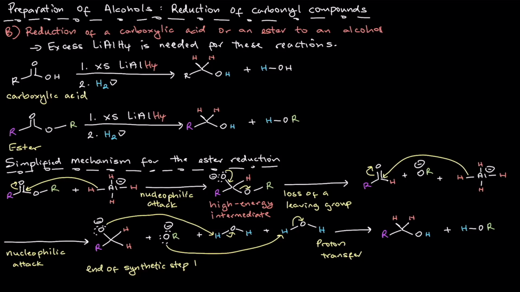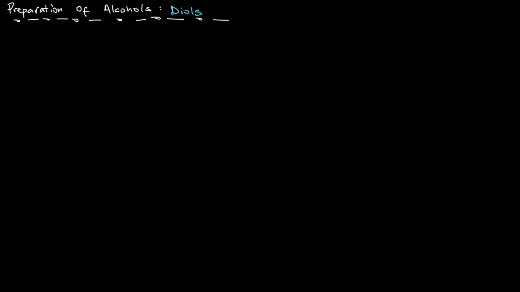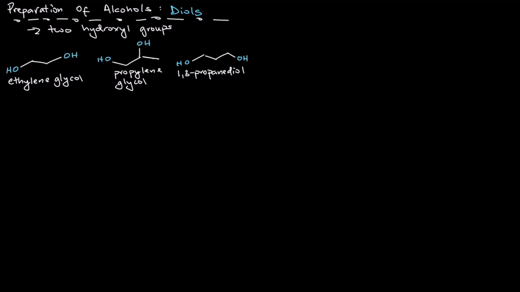Okay, so that's how you can prepare your alcohols through reduction chemistry, from an aldehyde or ketone perspective or from a carboxylic acid or an ester perspective. And then lastly in this video, we're going to determine and remember how to prepare alcohols, but specifically we're going to look at diols. Diols are compounds with two hydroxyl groups. Here are some examples of both synthetically and industrially important diols: ethylene glycol, propylene glycol, and 1,3-propanediol.